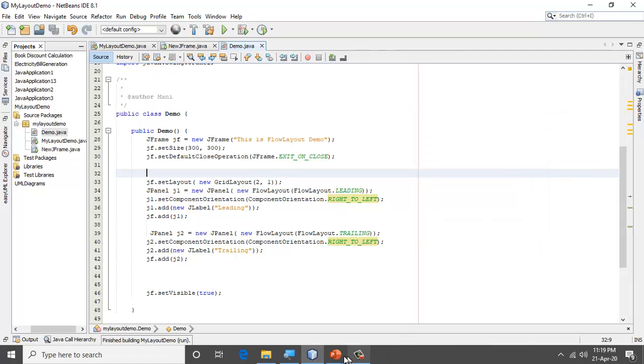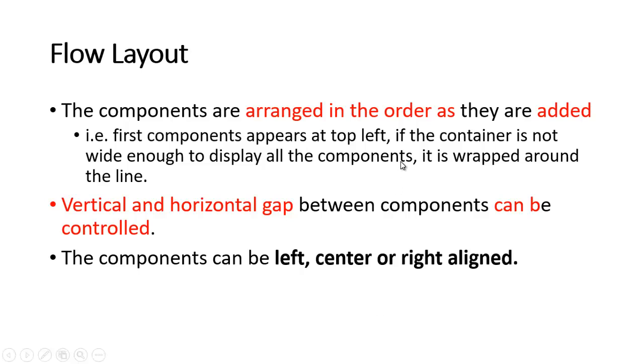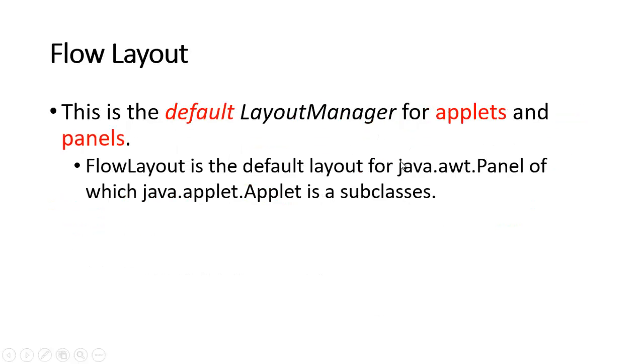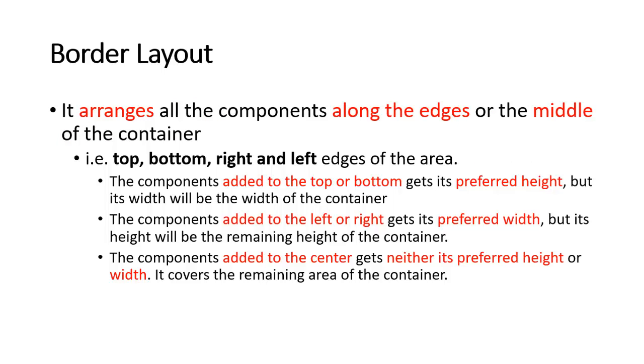So this is all about our flow layout. Let's come back to the flow layout. Where do we use it? For panels and applets, this is the default layout. What is the meaning of saying default layout? Whether you specify it or not, this is going to appear. So for the panel as well as the applet, this will be the default layout. Now let's go to the next layout, and that is the border layout.